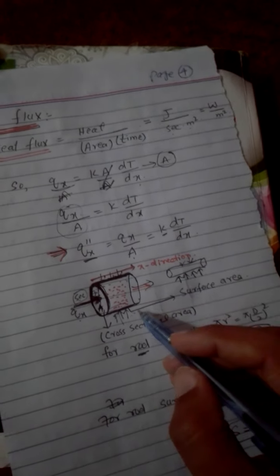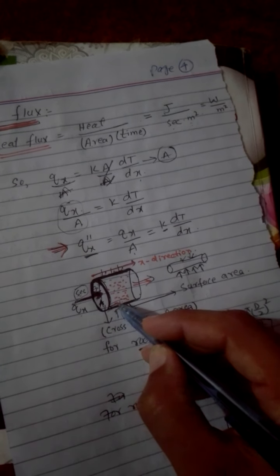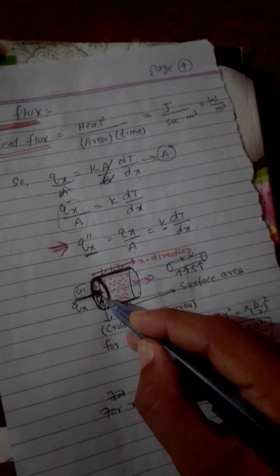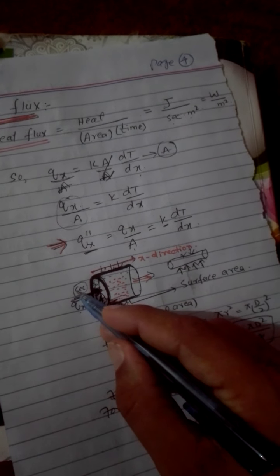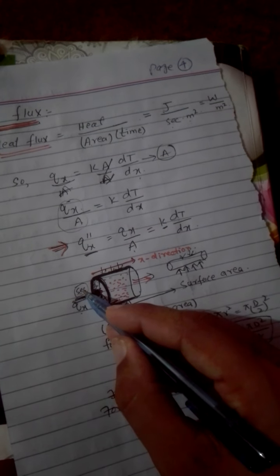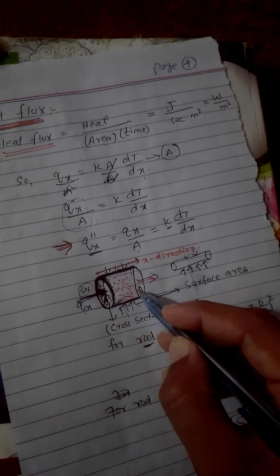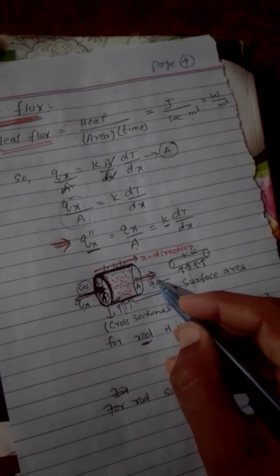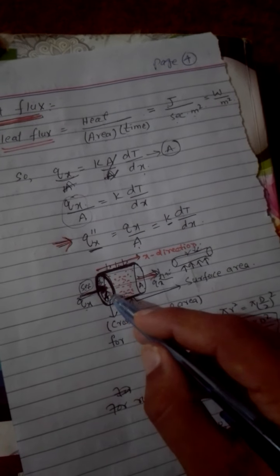Now suppose this is the cylindrical rod, and this is the cross sectional area A, and this is the heat transfer in x direction, transferring per second. So Qx per unit area per second is flux, and this is the cross sectional area. This is also the cross sectional area, which is perpendicular to the heat Qx. The heat Qx and the area are perpendicular, at 90 degrees.